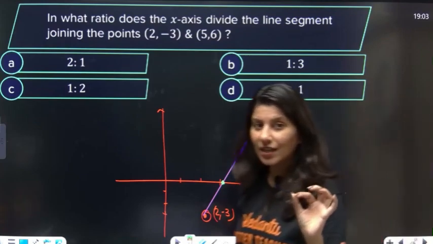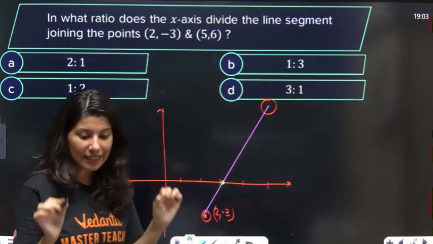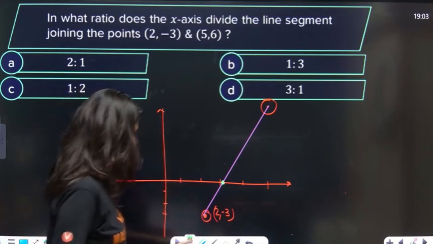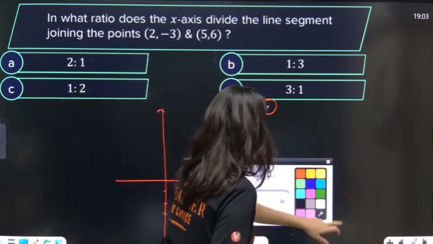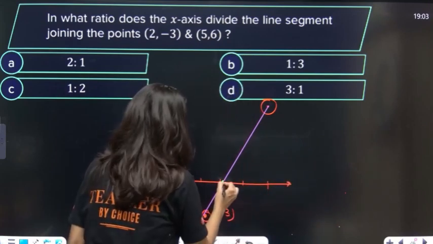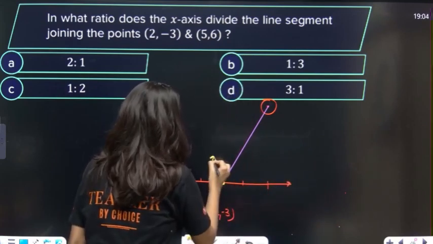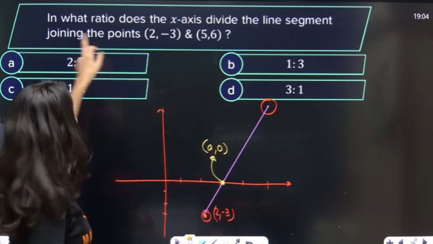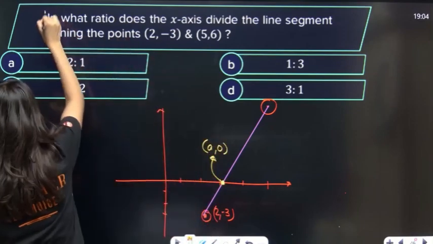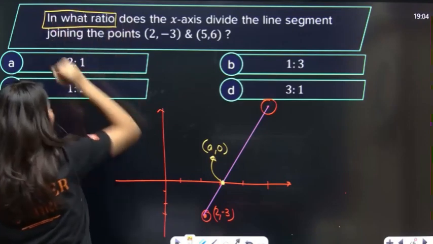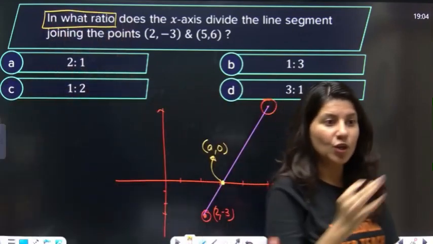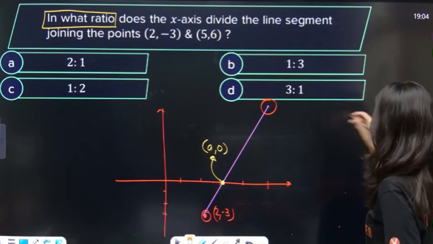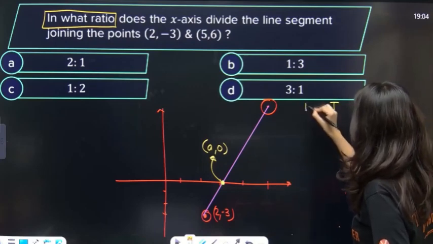So first thing, understand, what is the special thing in the x-axis? If you want to assume a point on the x-axis, it will be, let's suppose, a comma 0. And now in what ratio? Anytime you have to assume a ratio, do not assume m is to n. So tip of the day, NinJa tip of the day.